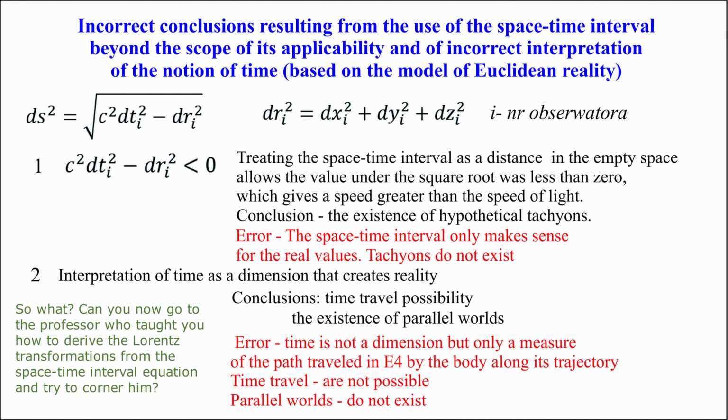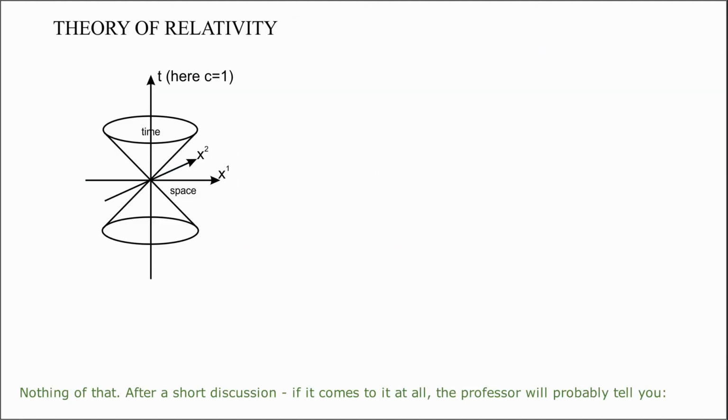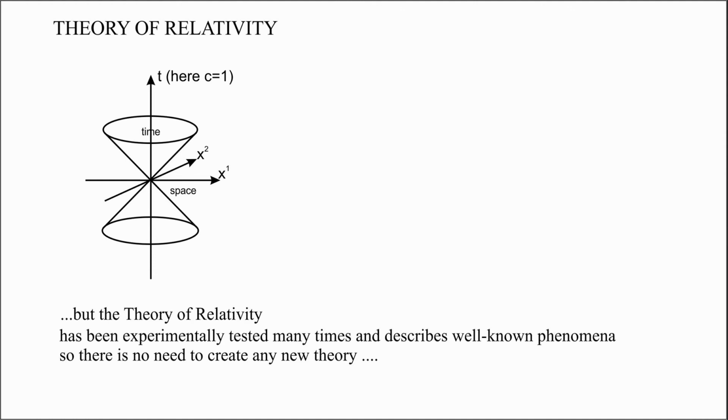So what? Can you now go to the professor who taught you how to derive the Lorentz transformation from the space-time interval equation and try to corner him? Nothing of that. After a short discussion, if it comes to it at all, the professor will probably tell you: but the theory of relativity has been experimentally tested many times and describes well-known phenomena, so there is no need to create any new theory.